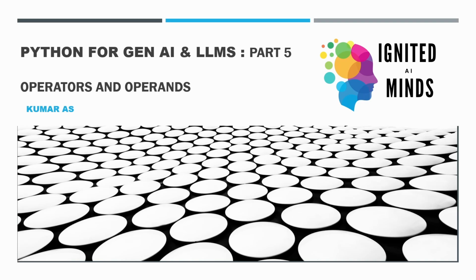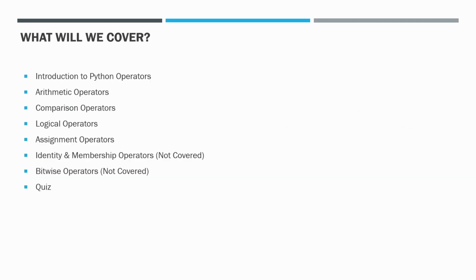In this particular video, we will talk about operators and operands in Python. So we will be covering different types of operators like arithmetic operators, comparison operators, logical operators, and assignment operators. There are two other types of operators, identity and membership operators. Identity and membership operators are primarily used in case of strings or lists, etc. that we will cover in our future videos. So we will not cover it as part of this video.